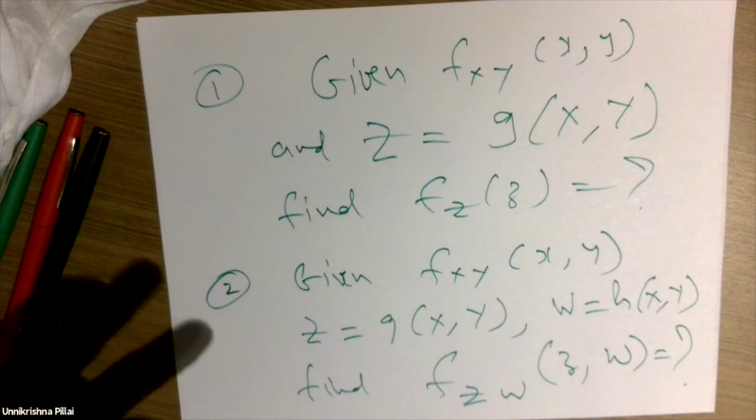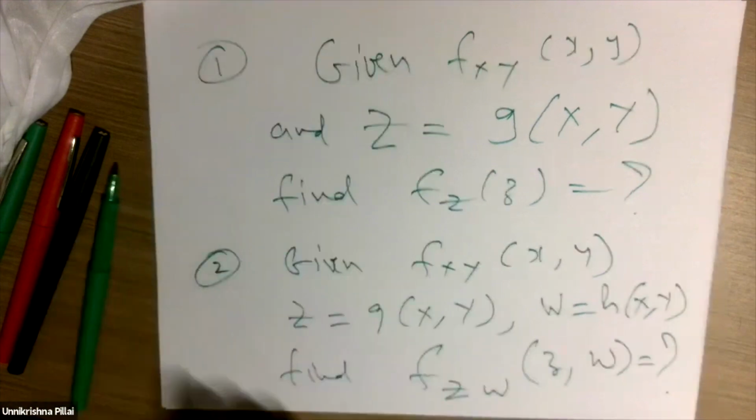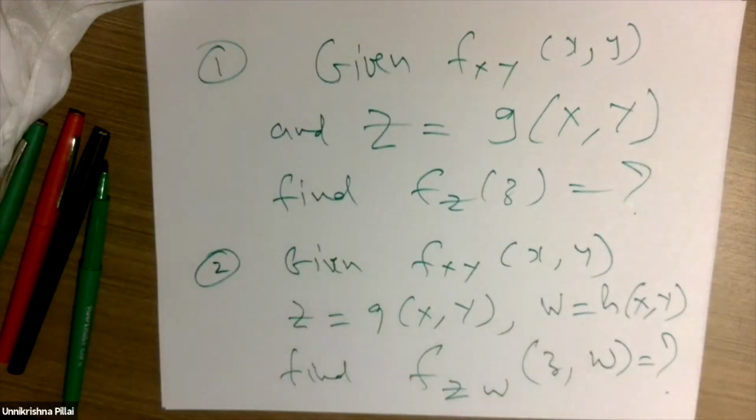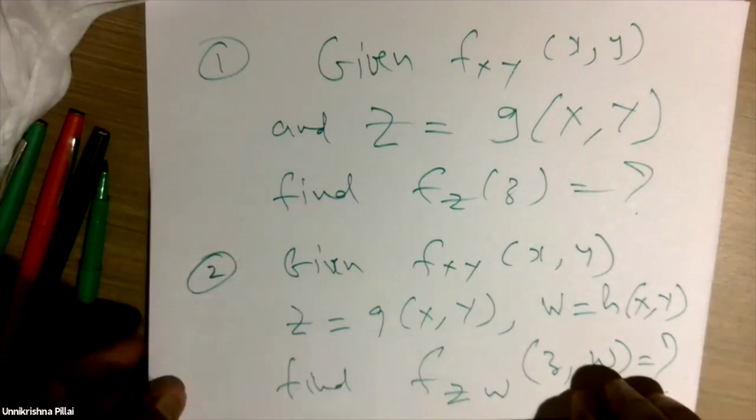So one at a time, let's concentrate on the first problem. That's one function of two random variables. So just take a second to understand the problem. The theory is very simple, extremely simple.